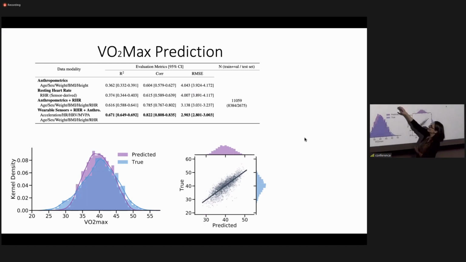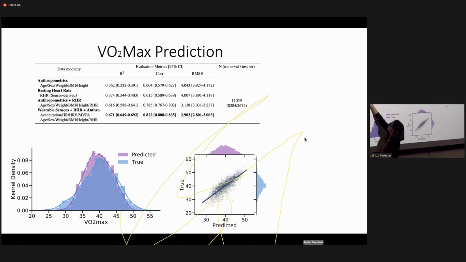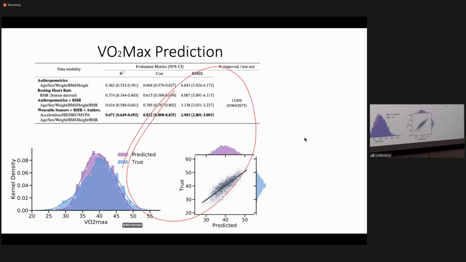And that's one of the findings. The other thing that is interesting here is that we tried to see how predictive the measures of resting heart rate and anthropometrics are, and how much the wearable was adding, because resting heart rate is already very, very predictive per se. If you know a person's resting heart rate, it's very correlated to your fitness.